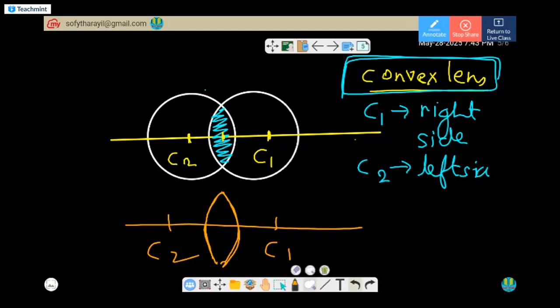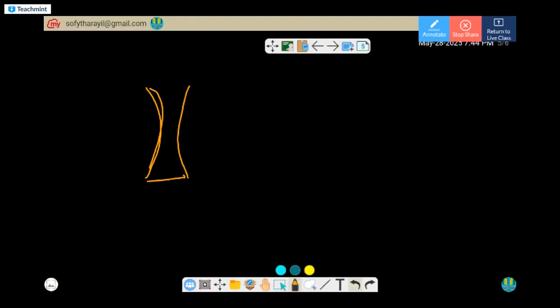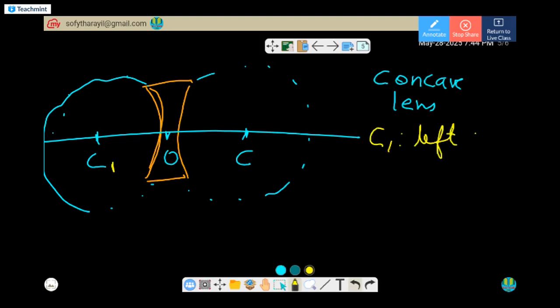The same thing will be for a concave lens. If you have a concave lens, we know it's a part of a circle. Two circles are there, and we have a straight line, that's the principal axis. Again, you're going to have two centers and there will be an optical center. In case of a concave lens, you will write which one you will take as C1 and C2. C1 will fall on the left side and C2 will fall on the right side. Roughly draw this and write the two points.